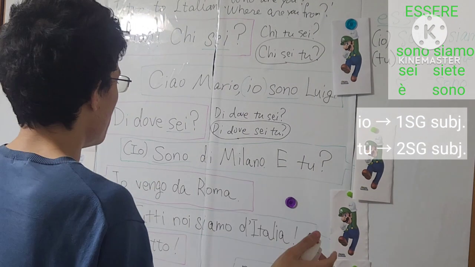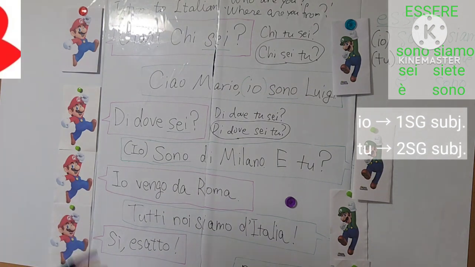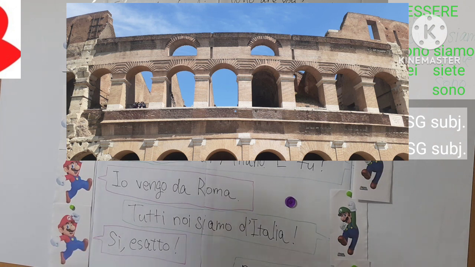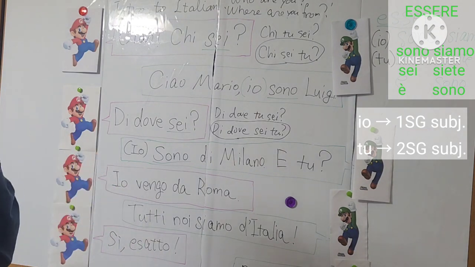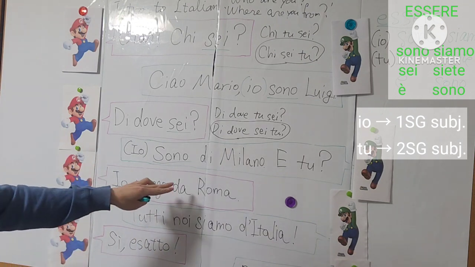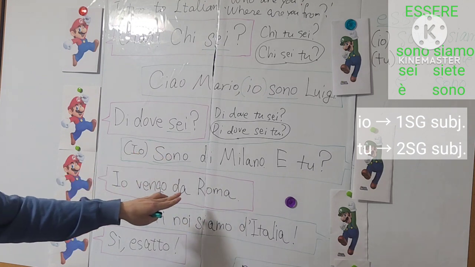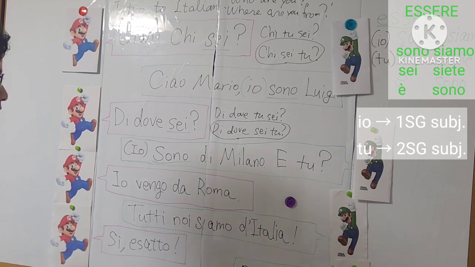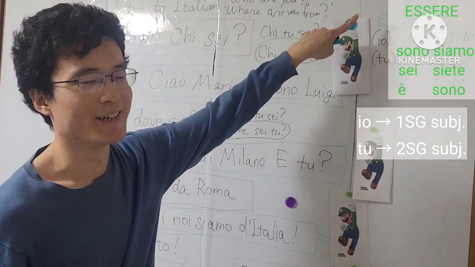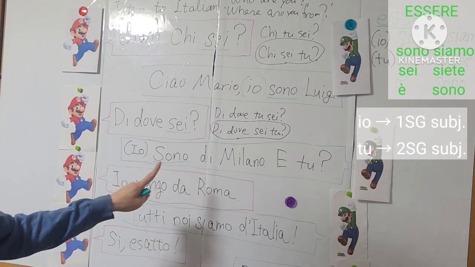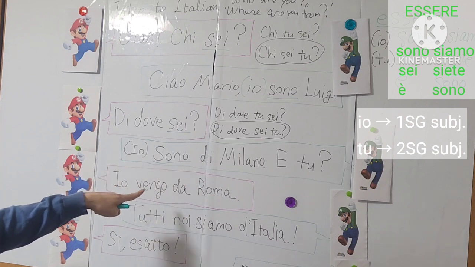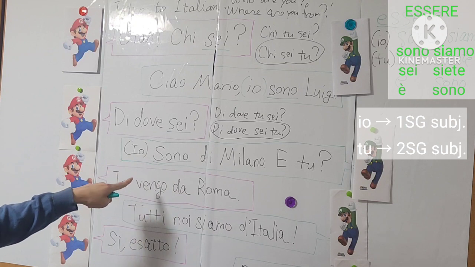Okay. Then Mario answers, Io vengo da Roma. Io vengo da Roma. Here you see some new words. Precisely, two new words. Unless you don't know Rome. Of course you do, right? Roma, or Rome, the capital city of Italy. And io is... this time I remember that. Io already appeared. I, Rome. So the elements between them are vengo da. Vengo is the verb meaning come.